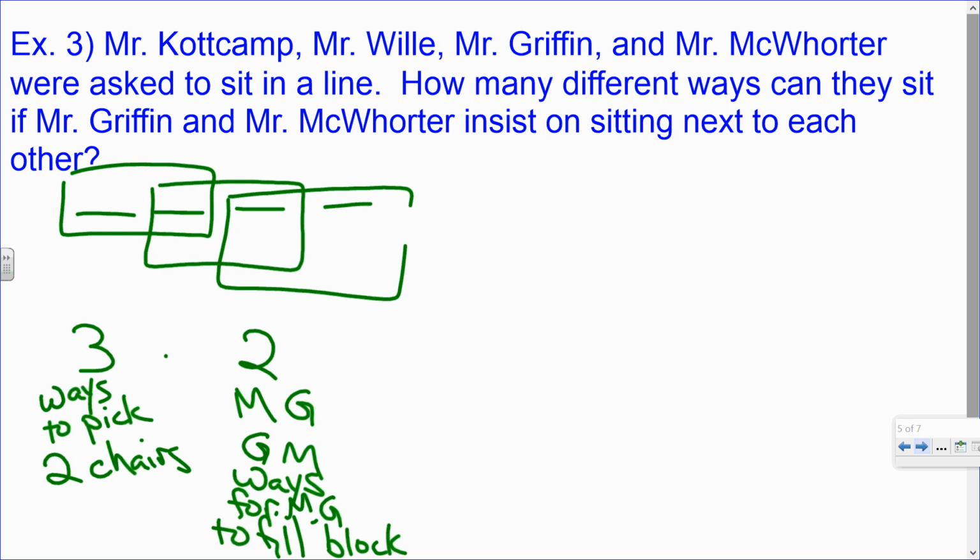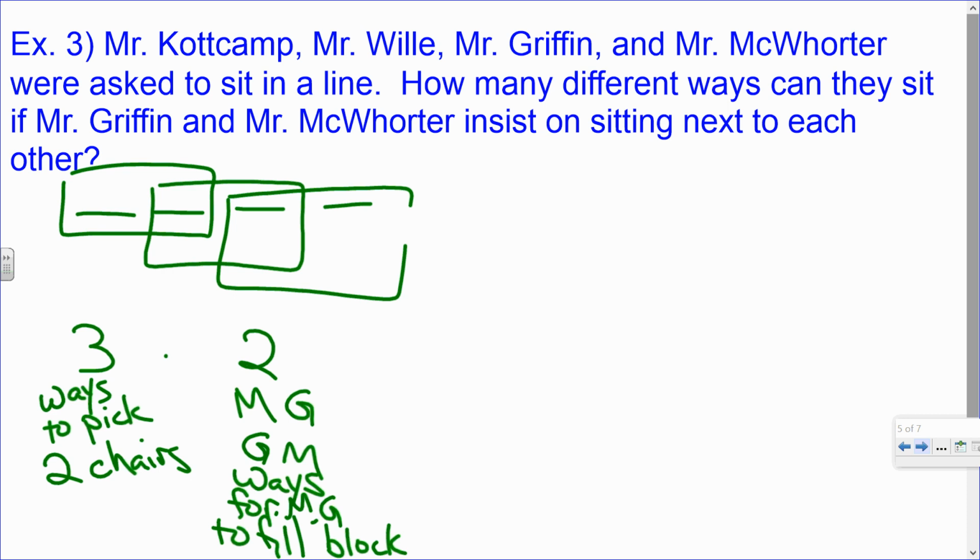Okay, so somewhere up there out of those 6 ways now, we have Mr. McWhorter and Mr. Griffin seated. Okay, is that everybody? We still have 2 more people that need to take seats. How many empty chairs do we have? We've picked a block of 2. I don't know which block, but we've picked a block. Mr. McWhorter and Mr. Griffin have taken their seats. How many seats are left? And how many people to fill them?